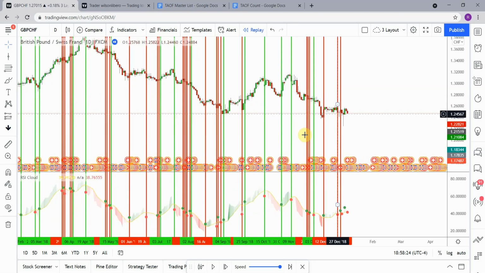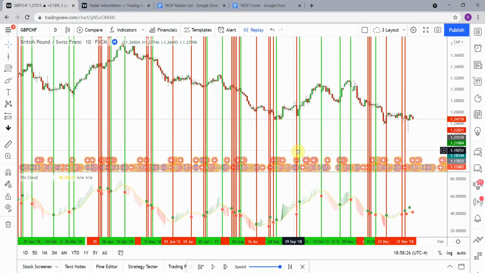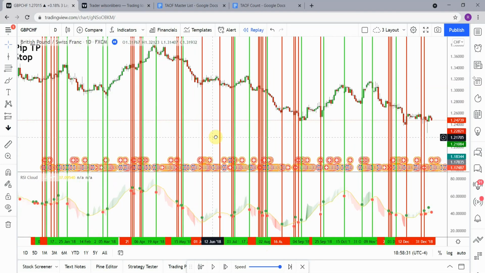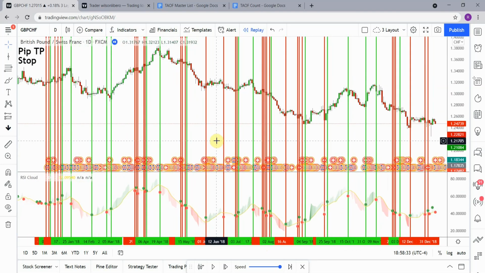All right, so let's get everything in focus here. See what we get out of this indicator. A lot of trades, definitely a lot of trades. That usually ends up being a bad thing. Let's count these out and see what we get.